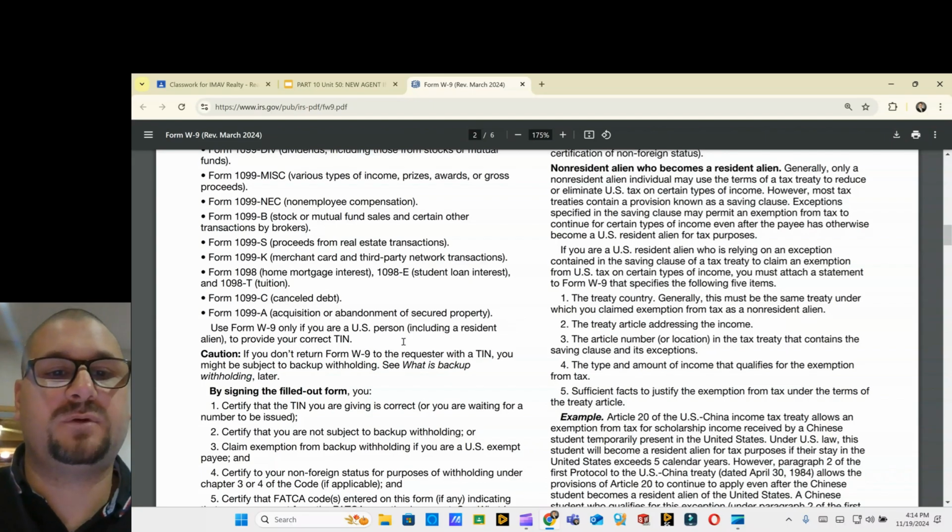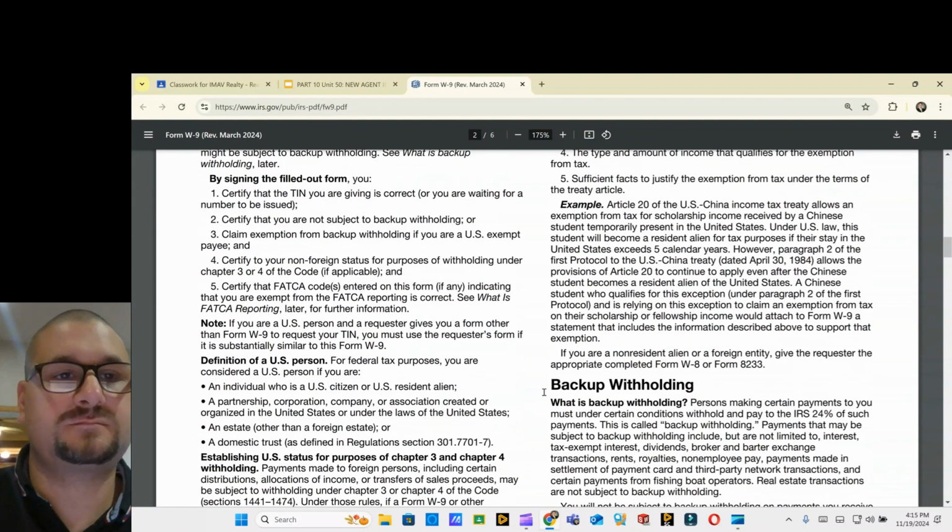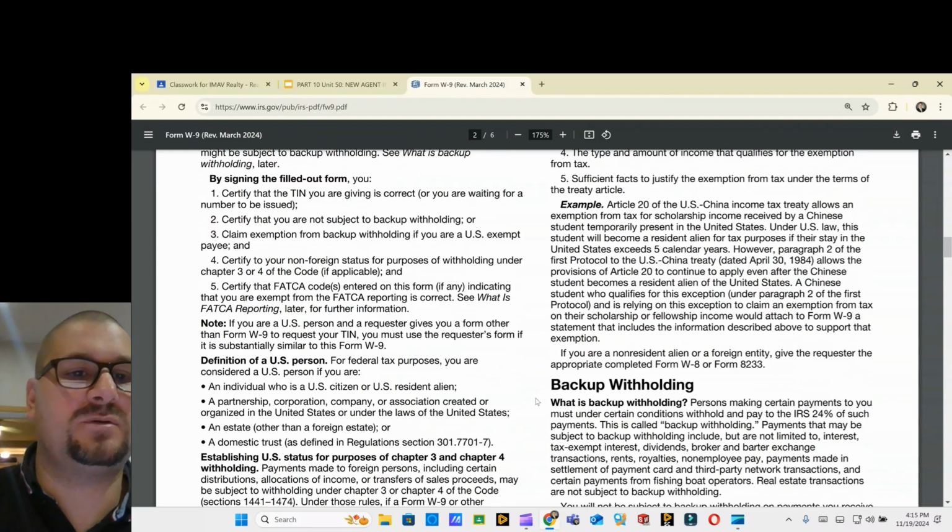Use only W-9 if you are a U.S. person, including a resident alien, to provide your correct TIN. Caution: if you don't return Form W-9 to the requester with a TIN, you might be subject to backup withholding. See what is backup withholding later. By signing the filled out form, you one, certify that the TIN you are giving is correct, certify that you are not subject to backup withholding, claim exemption, certify your non-foreign status, certify FATCA codes.